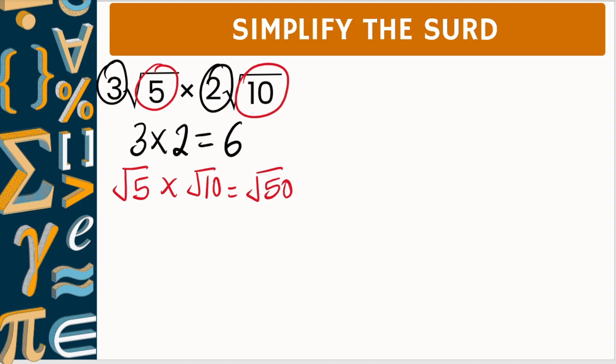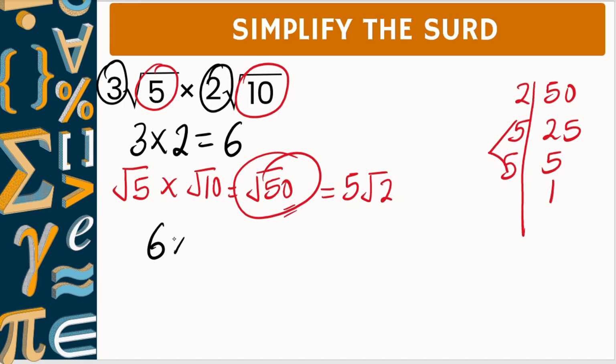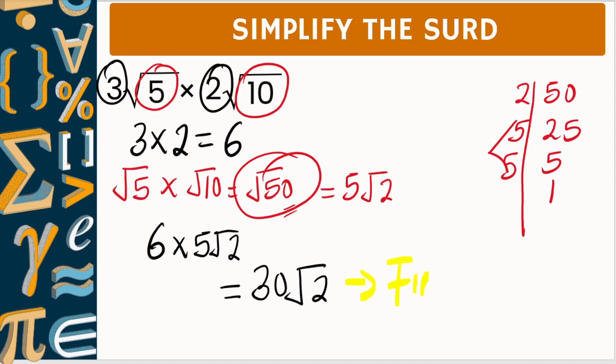Now remember, this is not in its simplest form. So using our method of simplifying surds or reducing surds to their simplest form, root 50 will now be equal to 5 root 2. Our final answer would now be 6 times 5 root 2, and that will leave us with 30 root 2, and this is our final answer.